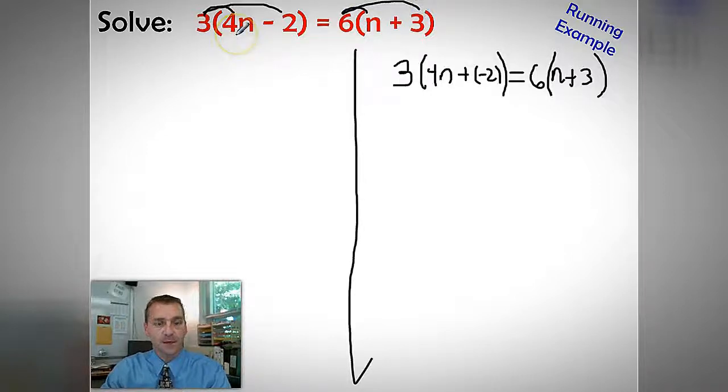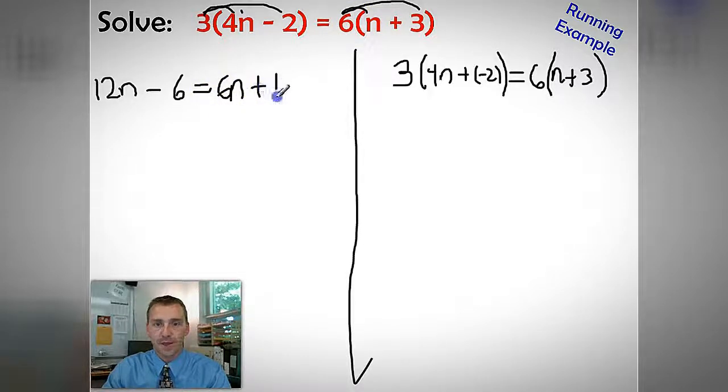So that's going to give me the following. 12n when I distribute the 3, and then I distribute the 3 over here, it gives me subtraction of a 6. And then that equals, when I distribute the 6 here, 6n plus 18. Where did the 18 come from, Mater? 6 times 3 gives you this 18. Same thing that's going to happen over here.